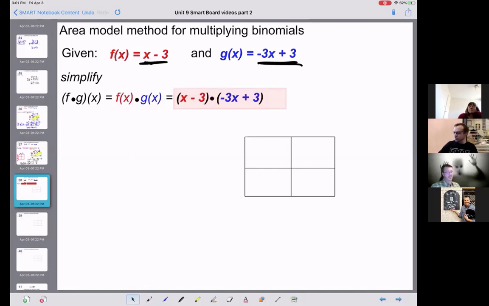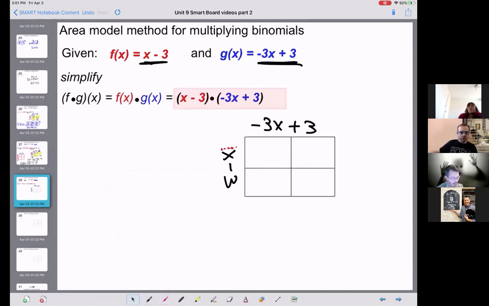This one I'll write it sideways just to show you it doesn't matter. I can write this as x minus 3. See how I wrote it kind of sideways? Doesn't hurt it. Negative 3x plus 3. Some people like to write it that way because it's easier to keep track of everything. But I do like to add in the coefficients because that helps you keep track of what you're multiplying.